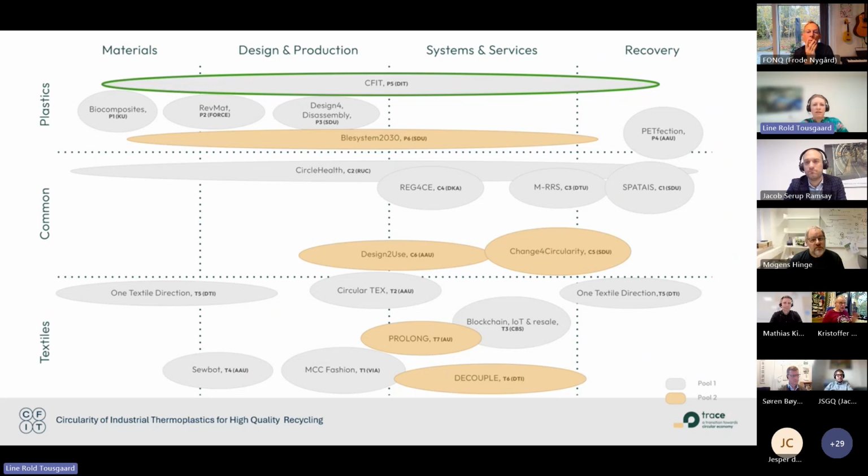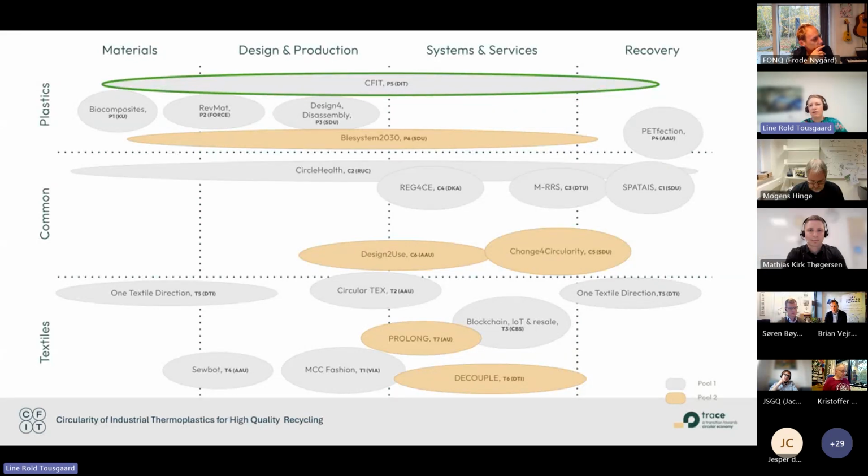So this just gives you an idea of the CFIT project, where it is located in the Trace matrix, where you can see that it is in the plastic track, but it also has a really broad scope. So it goes across the different categories that they have in Trace: materials, design and production, system and services, and recovery. So it's just for you to understand that CFIT is a really broad project. You can see it in relation to some of the other projects. It's not all the Trace projects that are within this, but some of them.